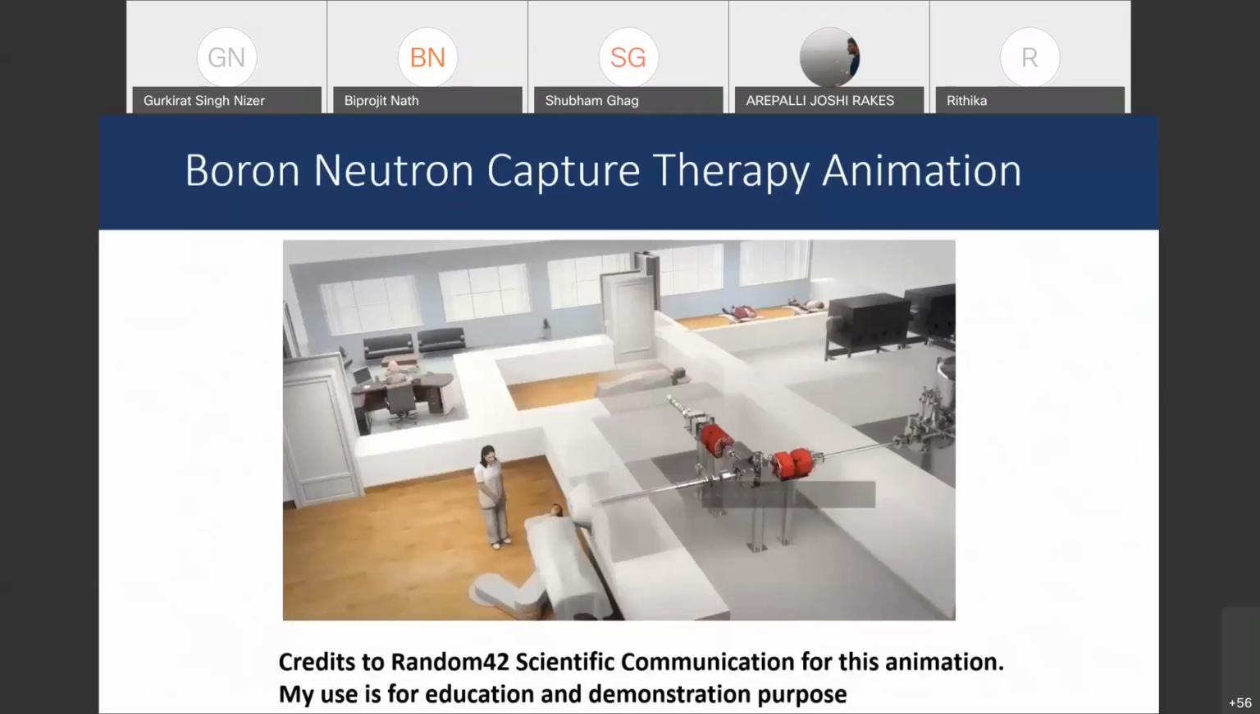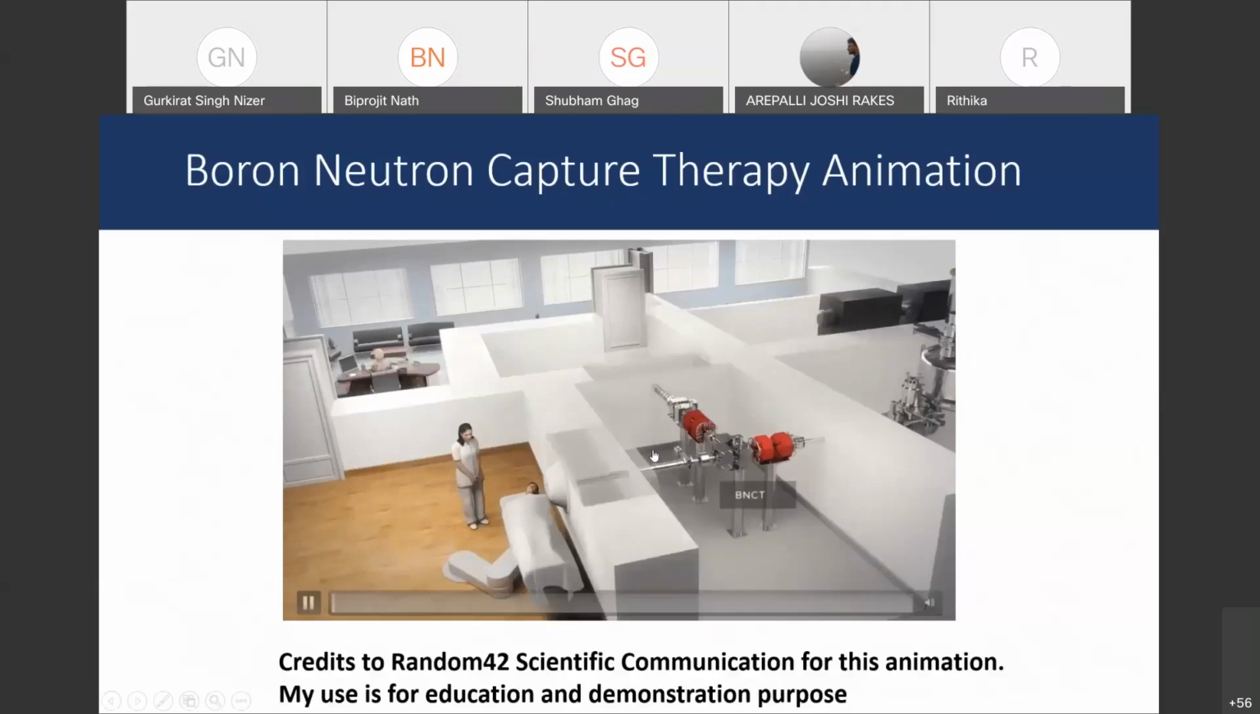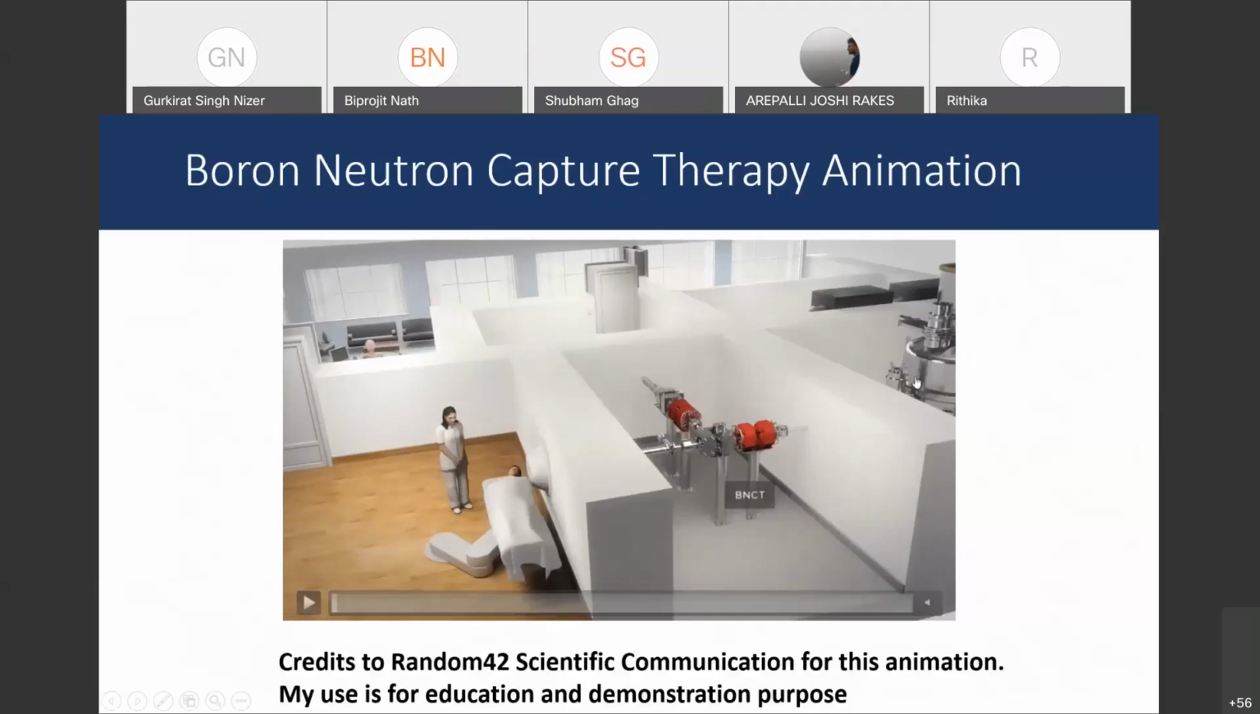Now there's a small animation which I will play for you guys. That's a particle accelerator. What it does is accelerate protons. And here we have a beryllium source. What basically happens is that when you bombard protons onto beryllium, it results in a daughter nucleus, boron, and emits a neutron.